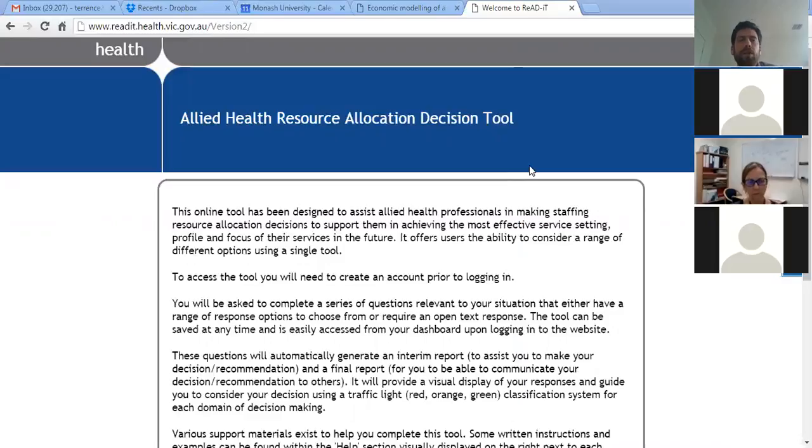Okay, so once you've gotten to this web page, there's a brief description of what's involved in using the Resource Allocation Decision Tool. Whoops, close that down. Again, if someone can just close their audio down. Audio options. That's better, much better. Well done.